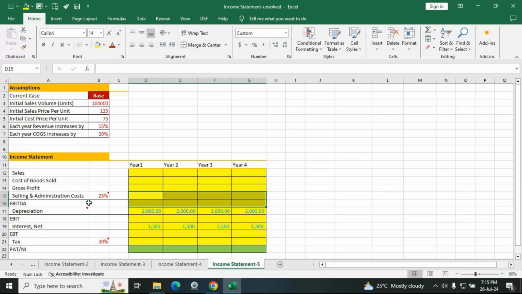So selling and administration cost, what they are telling, it is 25% on your revenue. Whatever the sales revenue you are getting, on that 25% you need to calculate. So gross profit minus selling and administration cost will be your EBITDA. EBITDA minus depreciation will get your EBIT. EBIT minus interest, you will get your EBT.